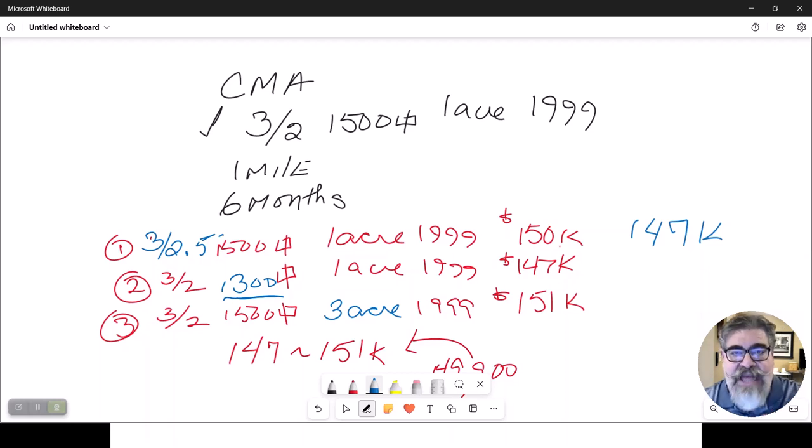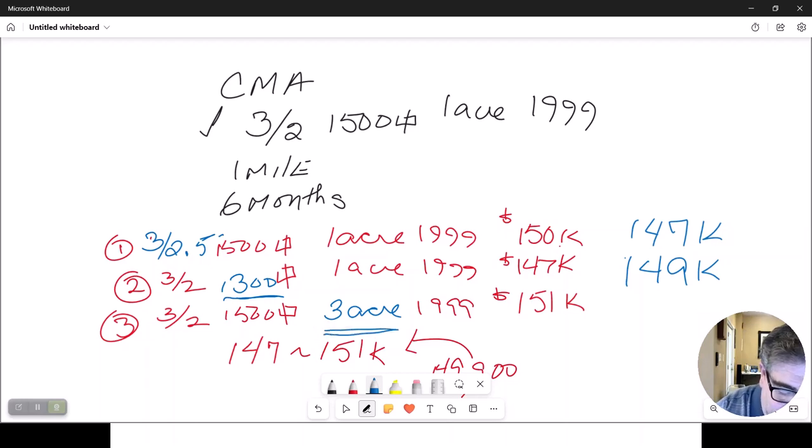And now we can play that same argument again. For this example, I'm going to say $2,000. So now, because my house is bigger, I have to adjust that price up. I have to take the smaller home that sold for $147,000 and adjust it up to meet my 1,500 square foot home. So now I think it's worth $149,000. And then the third example, well, this one's got a lot more land.